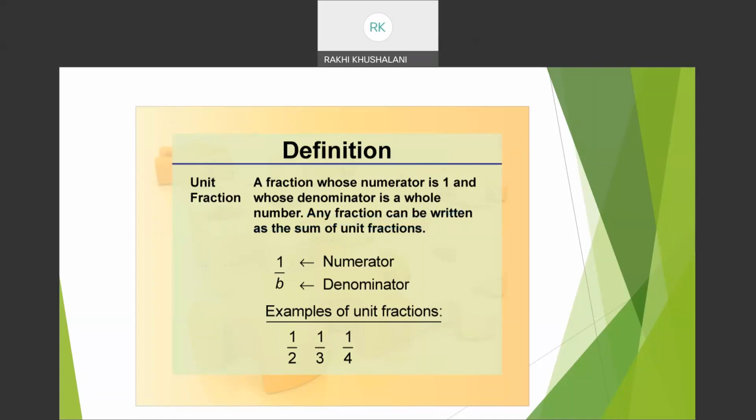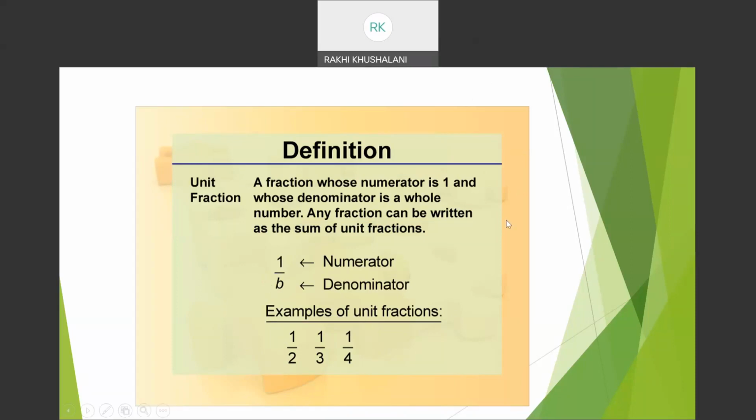And the new denominator is any such whole number that is b, isn't it? So b can be any number, any number, it can be 1 lakh, it can be 1 million. That is not a problem. The examples of unit fractions are 1 by 2, 1 by 3, and 1 by 4. Okay, so let's move ahead in our slide.